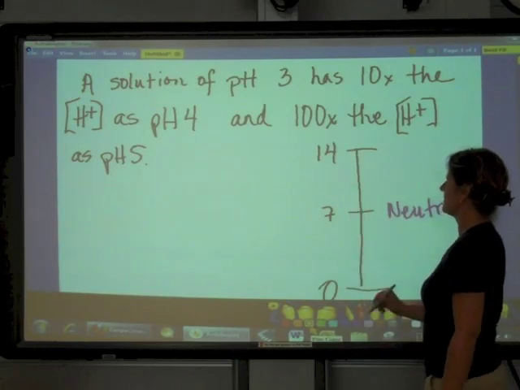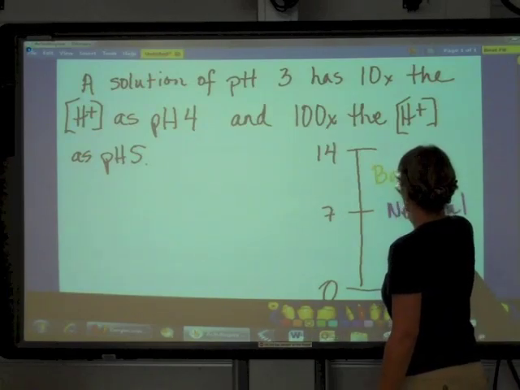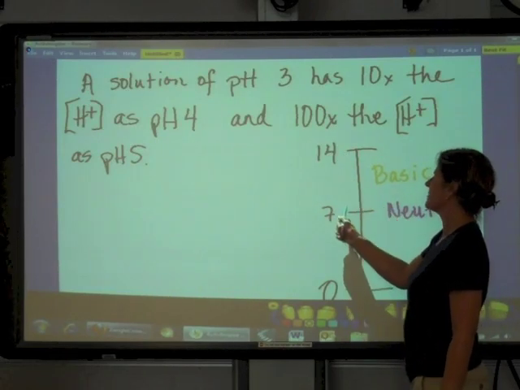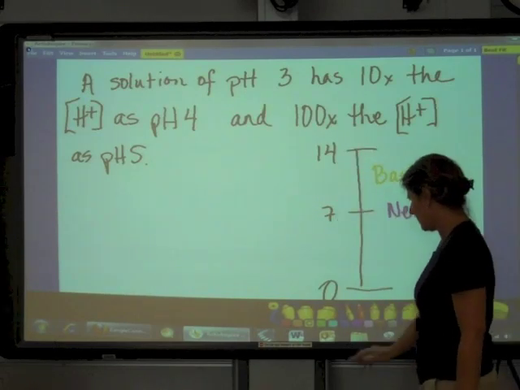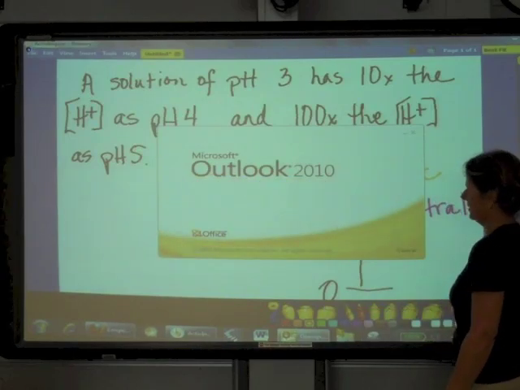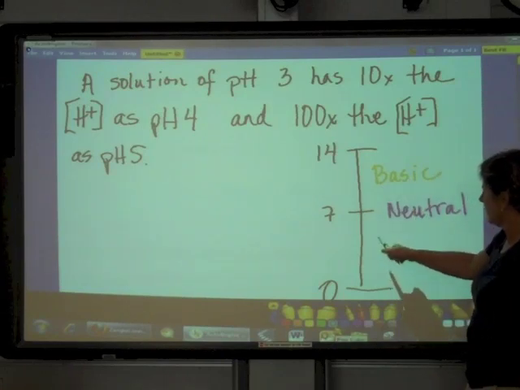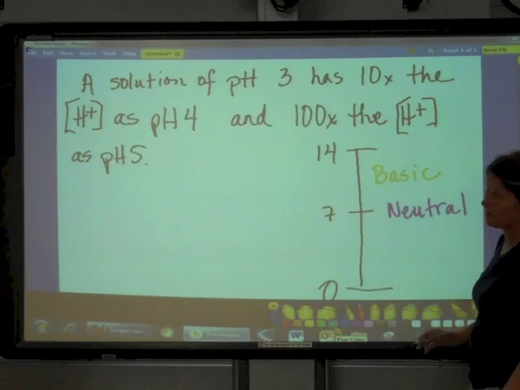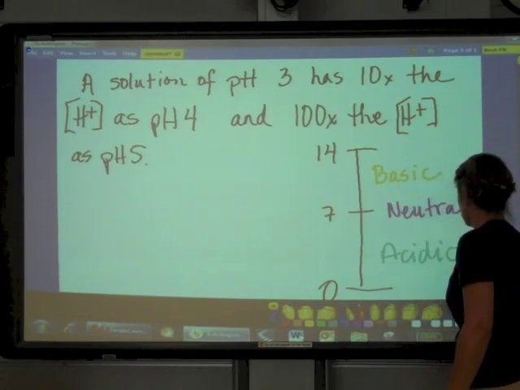Anything above 7 we say is basic. So if the pH is above 7 and below 14, this whole range is basic. And anything below 7, so 7 to 0, but below, at 6.99, we say is acidic.